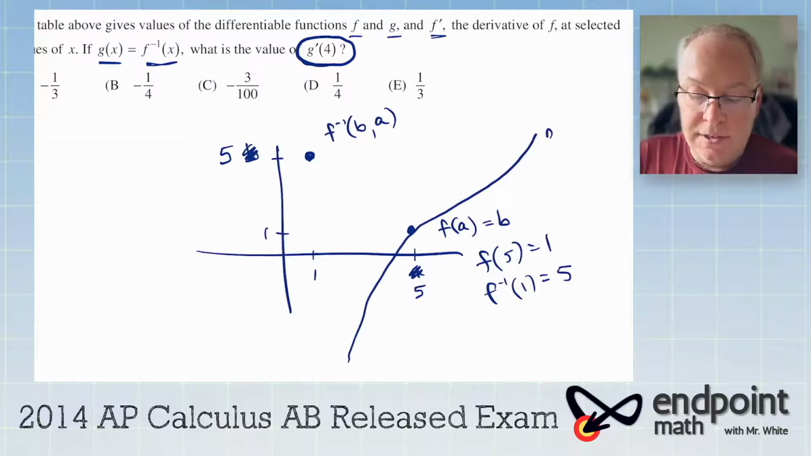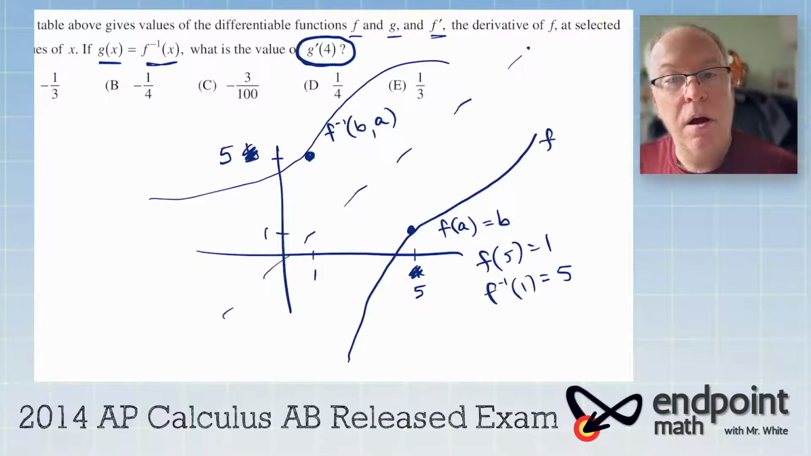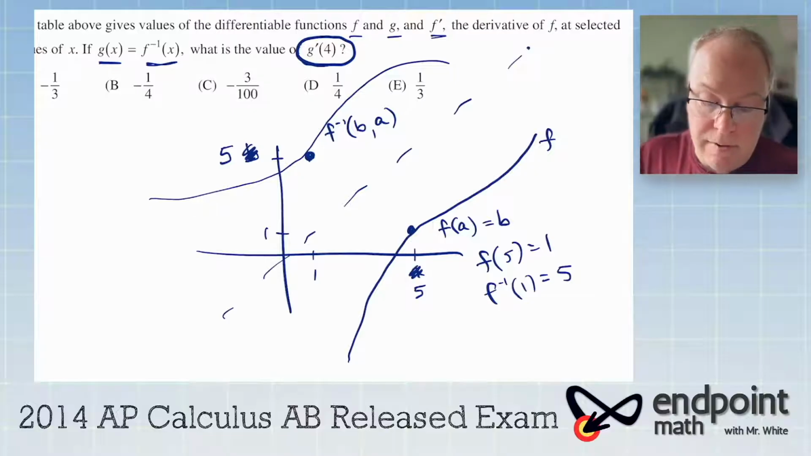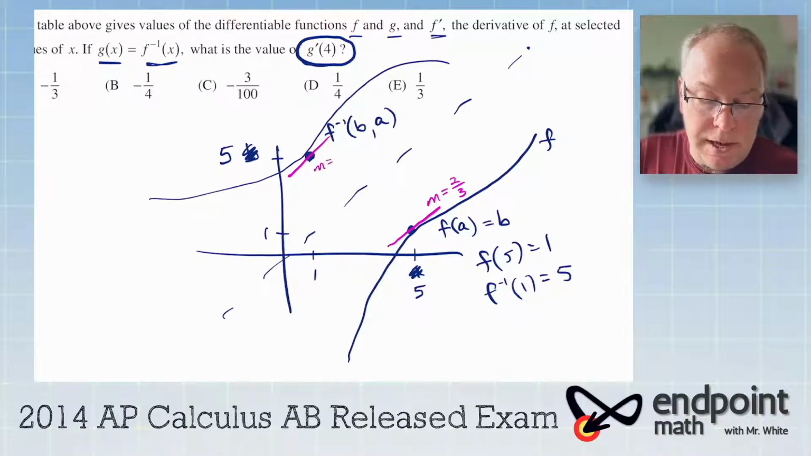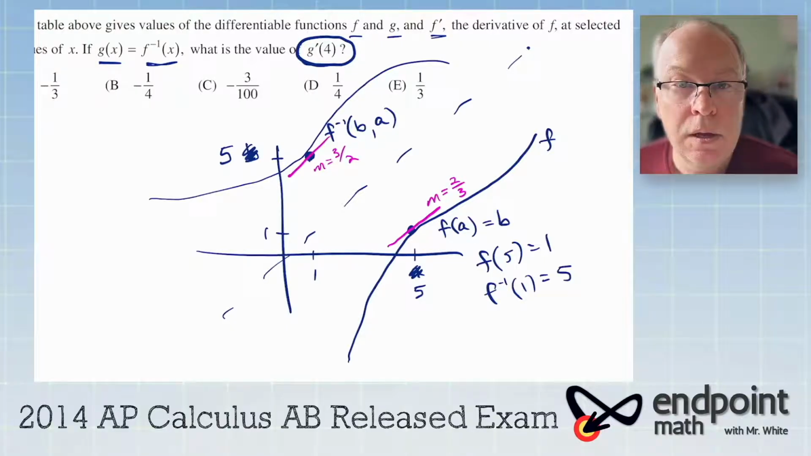So let's say this is f. What does the inverse look like? The inverse is symmetric across a 45 degree line. So if the slope here, I'm just going to make up numbers, okay? So if the slope here is up 2 over 3, then over here it's going to be reversed. It's going to be up 3 over 2. It's the reciprocal. So we're going to need all that information in this problem.